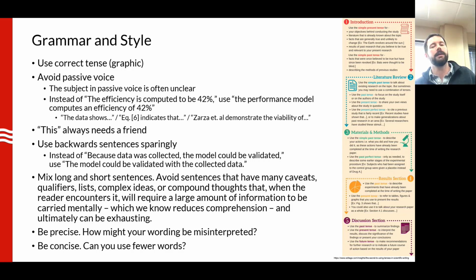And then be concise. Unlike the way that I talk, I think you can probably find ways to say what you're trying to say in fewer words. So again, write in a way that's easy for you and then go back and look for ways to condense things down. Just makes it easier.